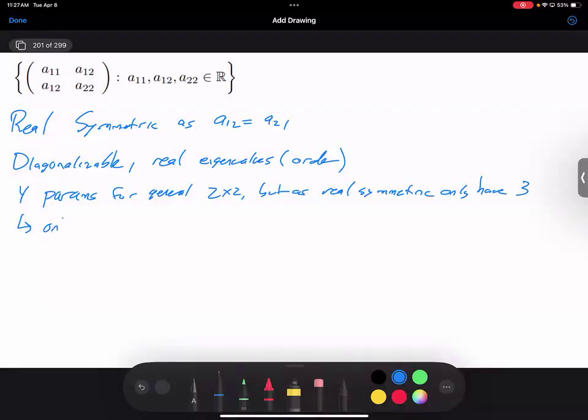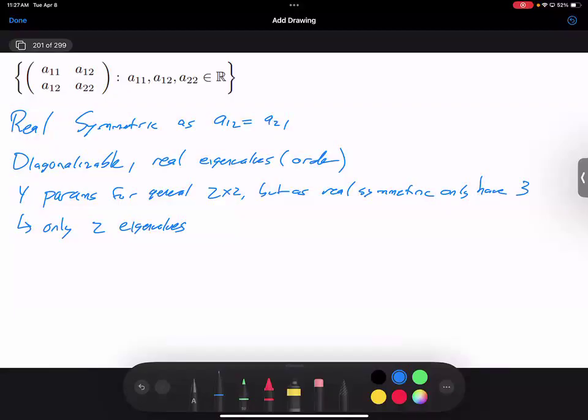Two. So what that means is there's got to be another parameter, right? If I give you a matrix, I really care about the eigenvalues. Those are the ones that have the physical significance. But there are only 2 of them. A real symmetric 2x2 matrix has 3 parameters. What's the third parameter? Similarity.